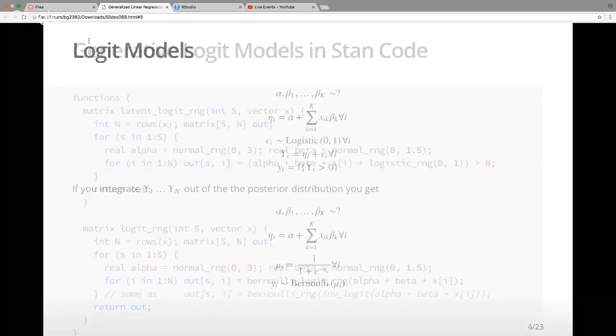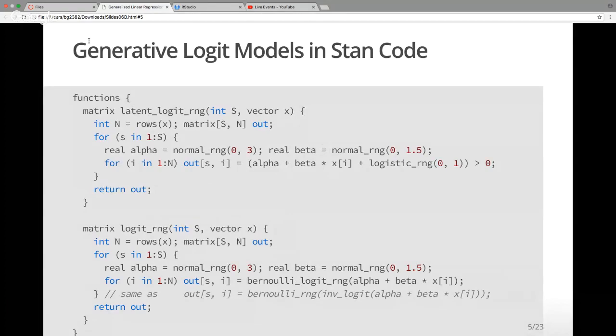All right. Let's see a generative model in Stan code. So I'm actually going to do both forms of it here. This is the first with sort of latent utility. So I'm going to have an S and I'm going to have an X. X is a vector that has n rows. I'm going to create a matrix that's S by n to hold my prior predictions, one for each observation that I have, and S simulations. So I go into my loop, putting a normal 0, 3 prior on alpha, normal 0, 1.5 prior on beta, loop over my observations, and this term in parentheses here constitutes upsilon. If that's greater than 0, this is going to be 1. If that's less than 0, this is going to be 0. It gets stuffed into the appropriate column of my out matrix, and then I return.